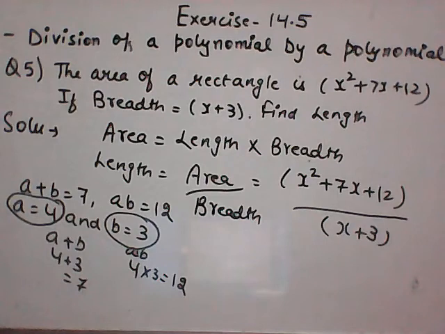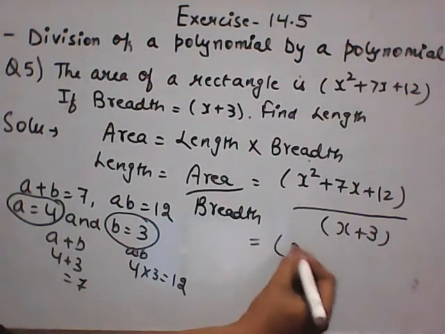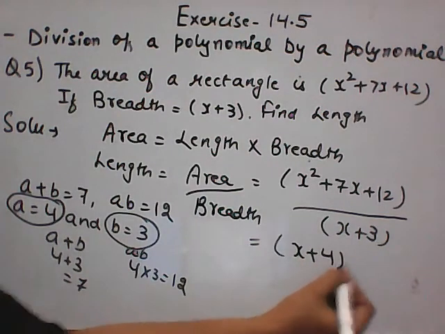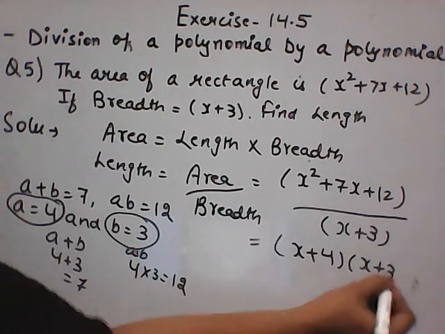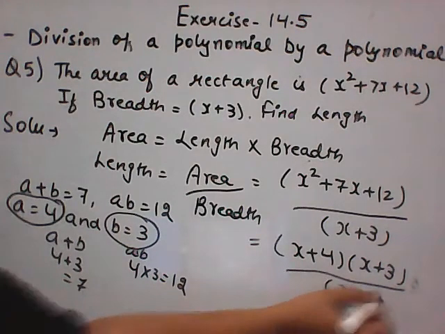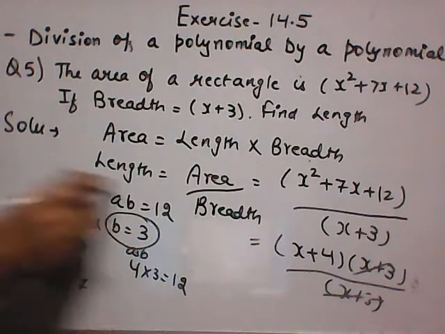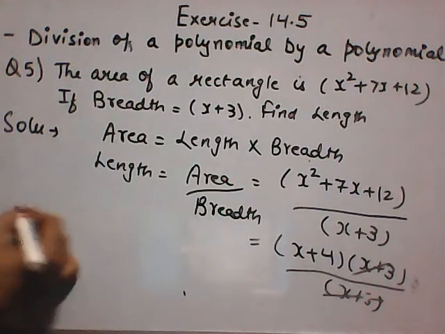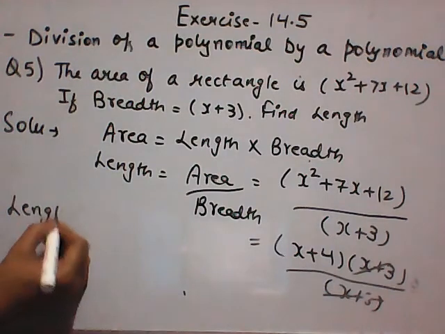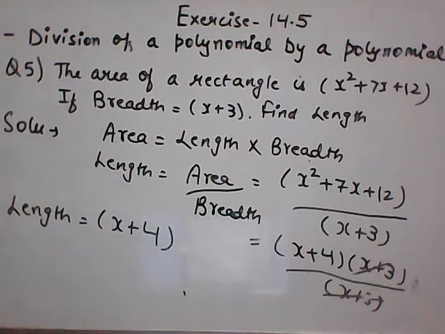So x plus a and x plus b are the factors of x square plus 7x plus 12. x plus a is x plus 4, x plus b is x plus 3, whole divided by x plus 3. Now x plus 3 is cancelled out with x plus 3. So the length of the rectangle is x plus 4. In this way you can solve the questions related to the division of polynomials. Thank you.